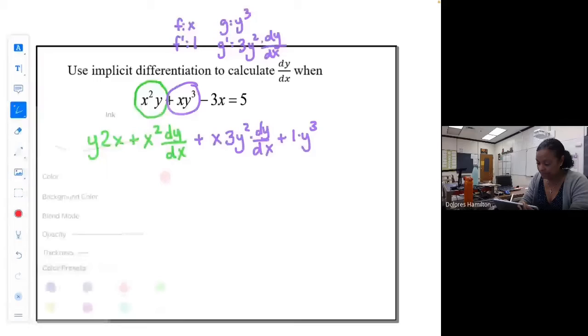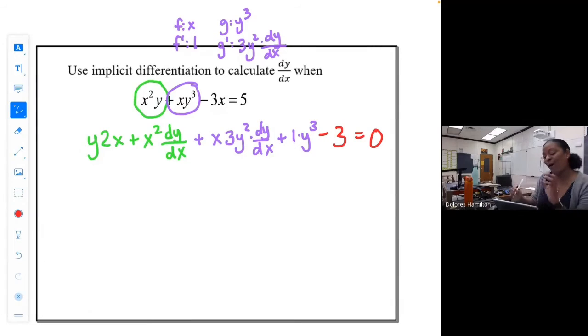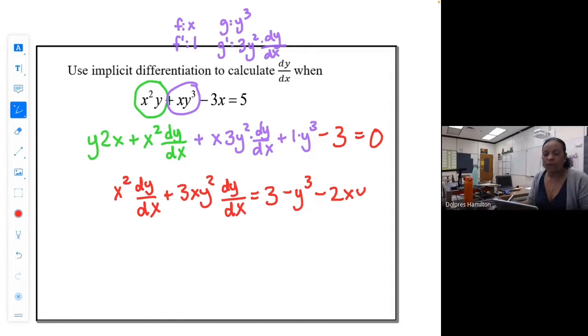And the next part is more straightforward. Minus 3 equals 0. So you'll notice in this problem, I want all my dy/dx's together. I want everything that doesn't have a dy/dx over to the other side. So now things look like so. And feel free to pause and take a look. I just rearranged some things because I like my x to go before my y.